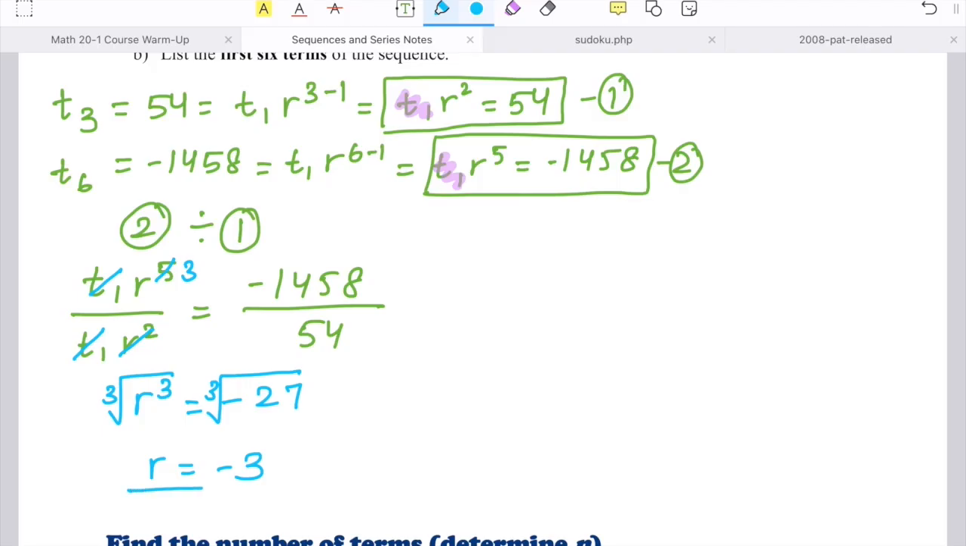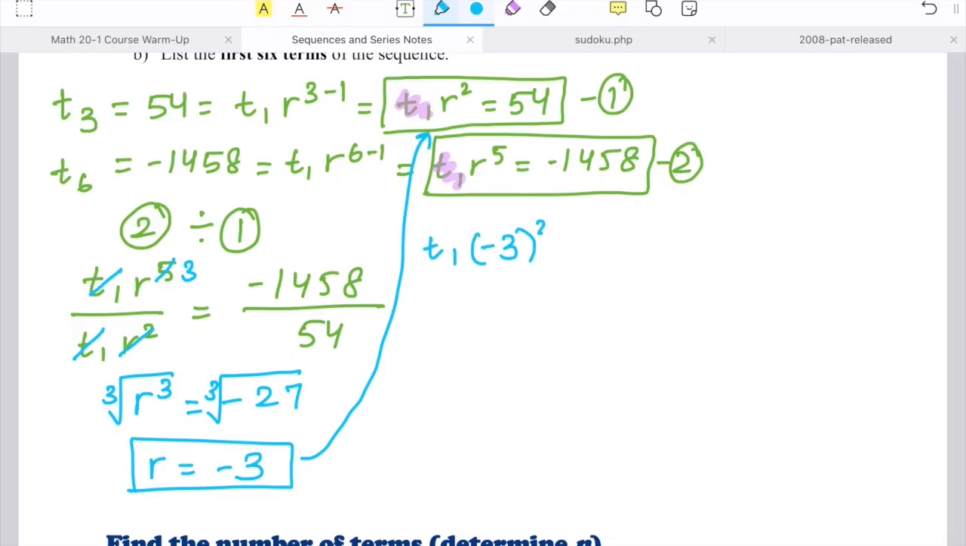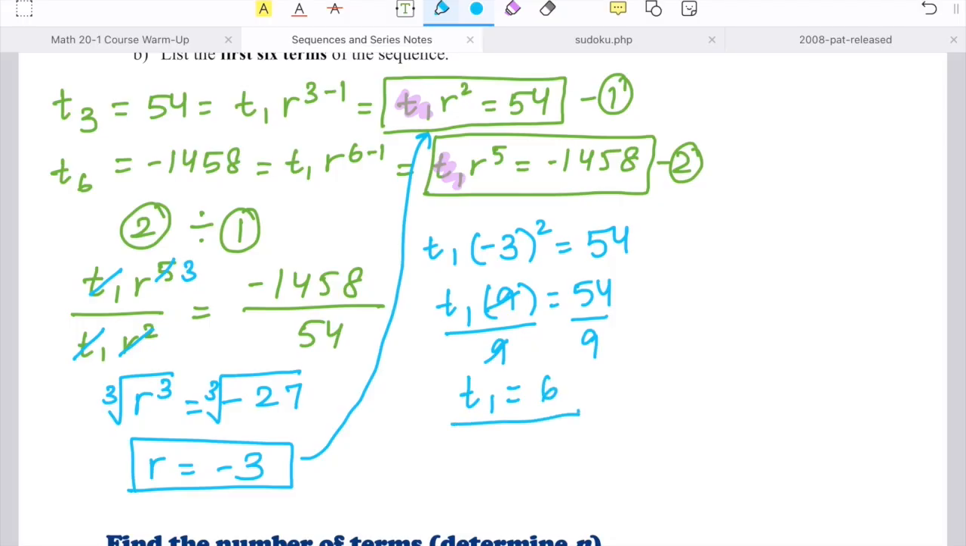And now that I have R, I can just plug that in to my first equation, right? Which will give me T1 times negative 3 to the power of 2 is equal to 54. 9 times T1 is equal to 54. Divide both sides by 9, and I get T1 is equal to 54 over 9, which is 6. So I got my T1 and the value of R, which was part 1.